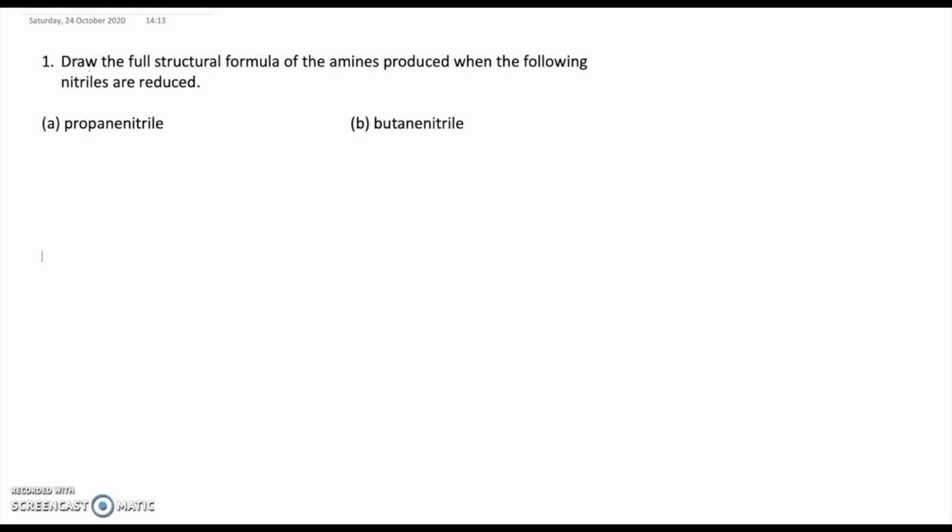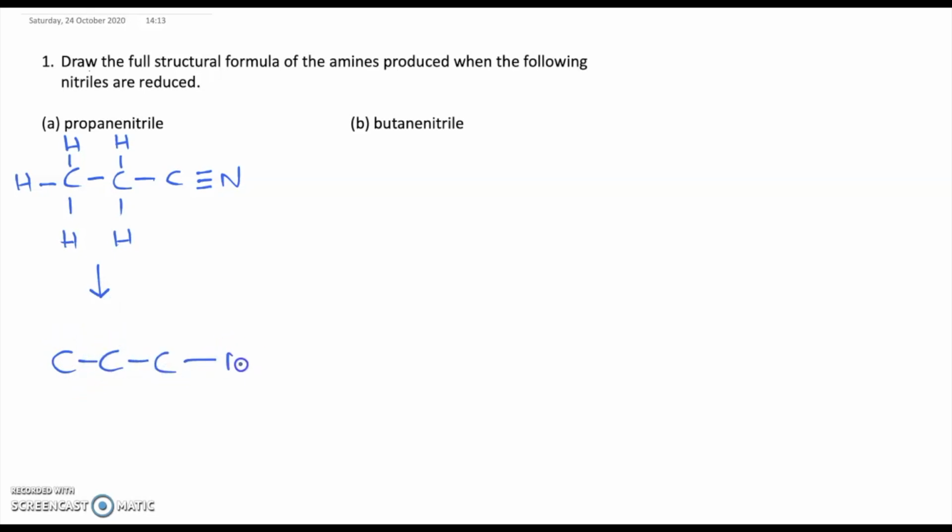So now let's go through the answer to question 1. Question 1 is asking you to draw the full structural formula of the amines produced when the following nitriles are reduced. So if you reduce propane nitrile, what's going to happen is you're going to break the triple bond between the carbon and the nitrogen, and you're going to add 4 hydrogens. So I'm going to draw propane nitrile so you can see what happens here when we reduce it. And propane nitrile has 3 carbons and a triple bond between the last carbon and a nitrogen.